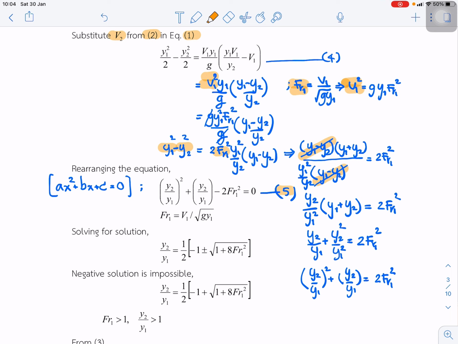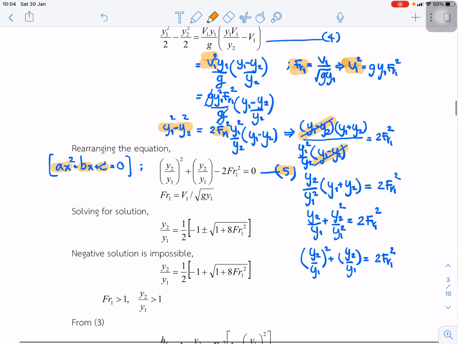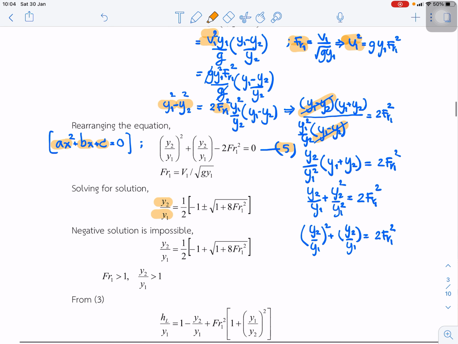Okay, equation 5 looks like the quadratic function ax squared plus bx plus c. So we can solve this equation to get the ratio y2 over y1. The negative solution is impossible, so we neglect the negative solution, and we got the final ratio of the depth y2 after the jump and y1 before the jump. This is the equation for hydraulic jump.